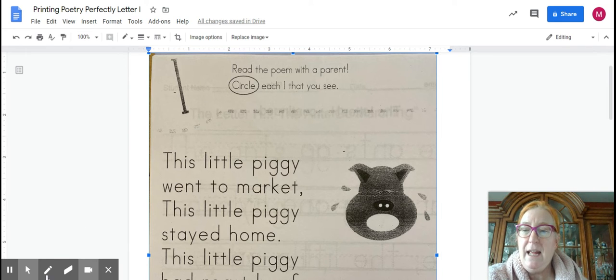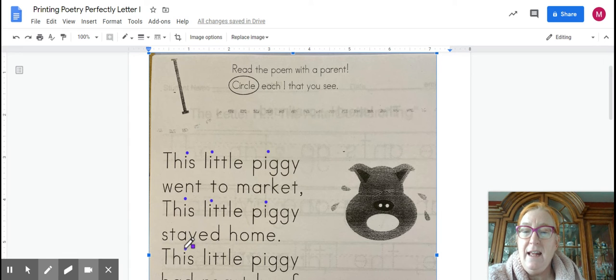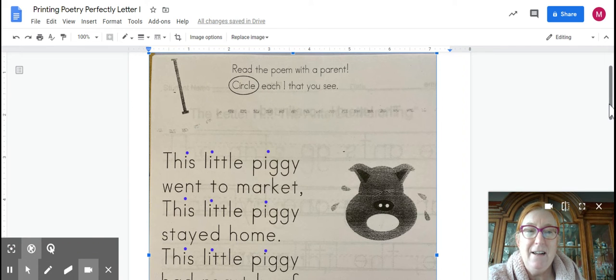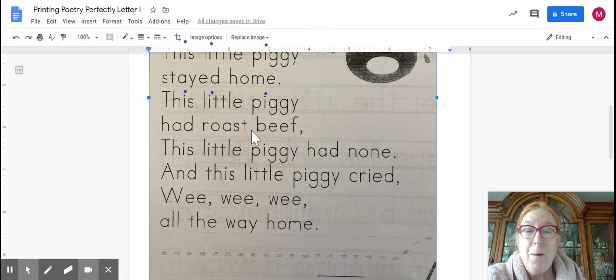This little piggy, let's find the letter I's here. This has an I, little piggy. Three I's so far. Went to market. This little piggy stayed home. This little piggy. Oh, lots of I's in this poem. Had roast beef.